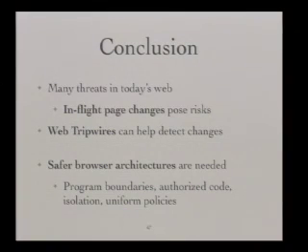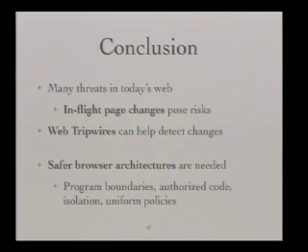OK, so that concludes that portion of the talk as well. Overall, I've shown that there are lots of threats on today's web. And this includes in-flight page changes, where we can end up with changes to a page that a publisher might not want, or that might actually result in bugs and security vulnerabilities. And then web tripwires can help detect when these are happening to help publishers react to these changes.